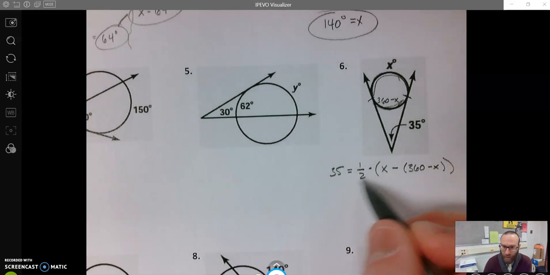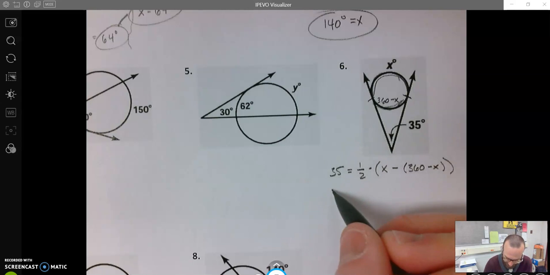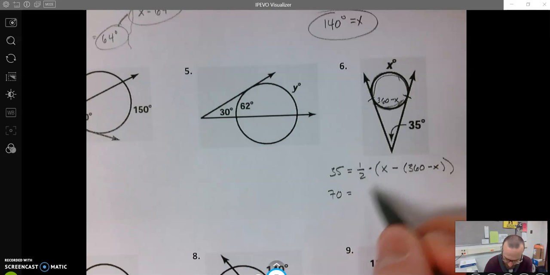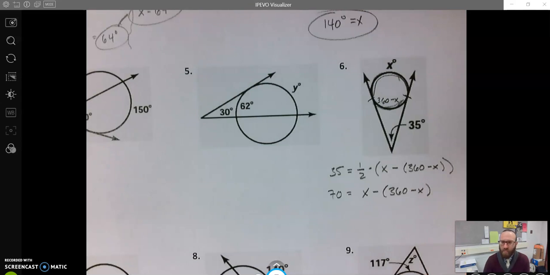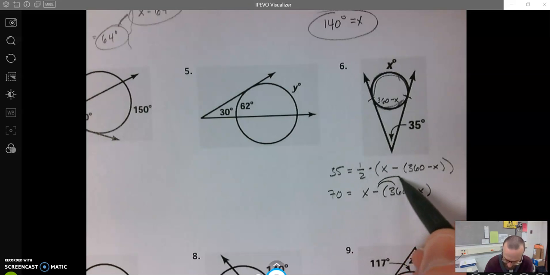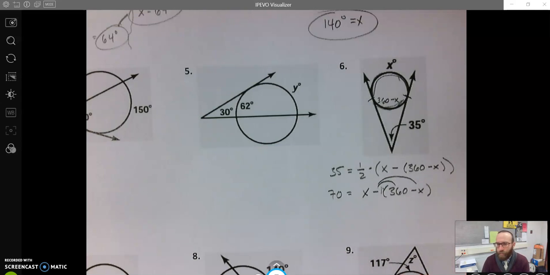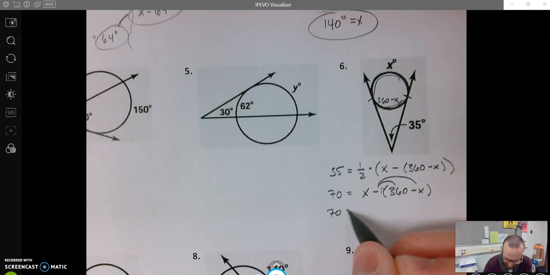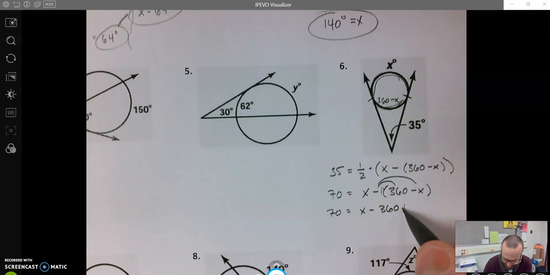So I'm going to multiply by 2 to get rid of this fraction. That's going to get me to 70 equals x minus 360 minus x. And so that's a way that we can get rid of one set of the parentheses by getting rid of that fraction. What you have to remember is your distributive property. So I'm going to distribute that negative to the 360 and to the negative x, because really that's a negative 1 times right there. We just don't write it. And so what I'm going to end up with is 70 equals x minus 360. And negative times negative becomes positive x, like that.